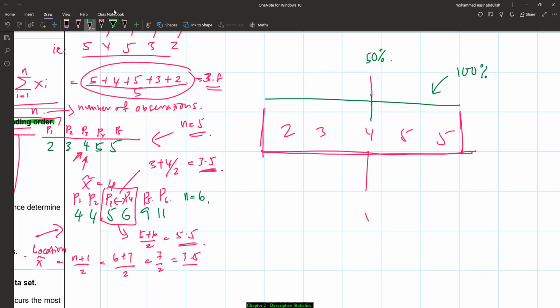So the median value is 50%. We can say that 50% of the total observations are less than 4, while the other 50% of the total observations are more than 4. Because it is the middle value, that is all we can interpret. So 50% of the total observations are less than 4, and the other 50% are more than 4. That's how we interpret the value of the median.